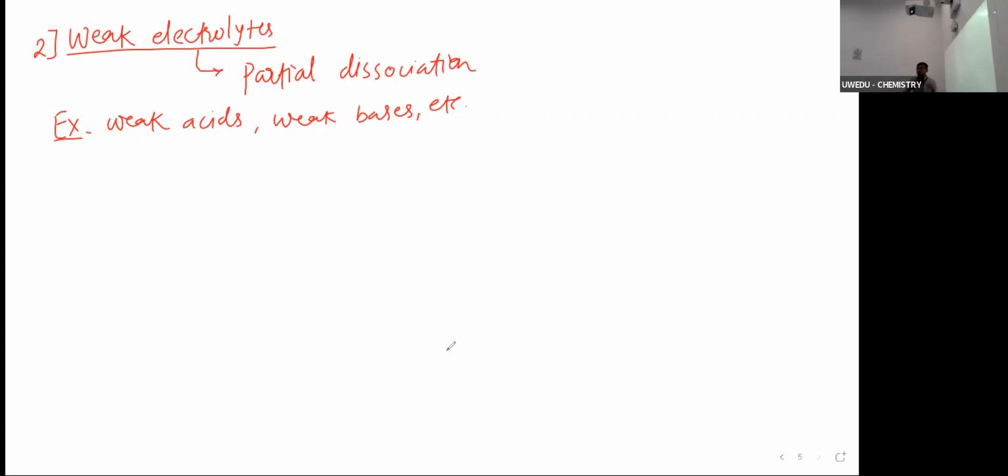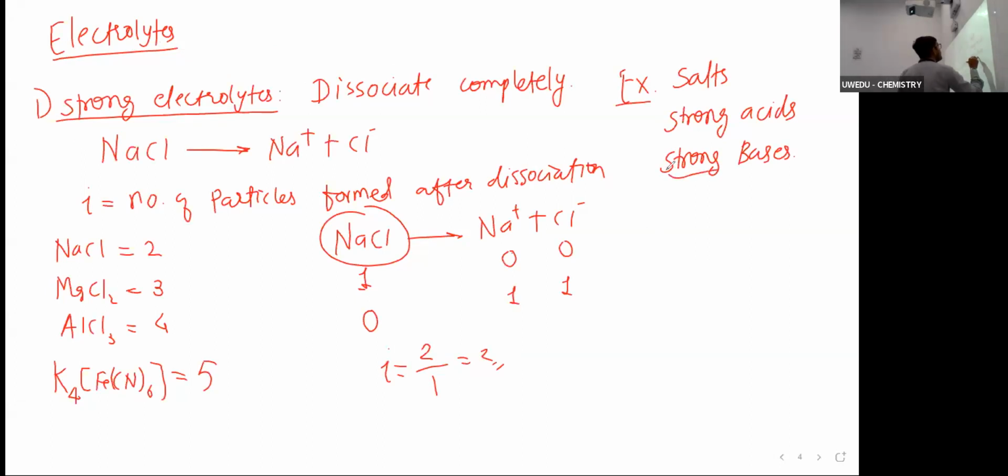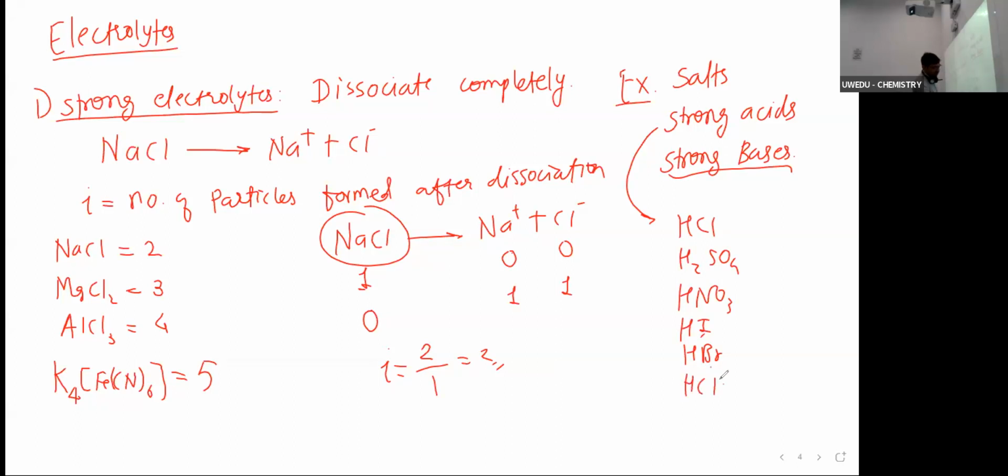You name those strong acids. There are so many strong bases, but strong acids are only 6. Which are the strong acids? HCl, H2SO4, HNO3, HI, HBr. You know what? HBr and HI are even stronger than HCl. And the last is HClO4, perchloric acid.